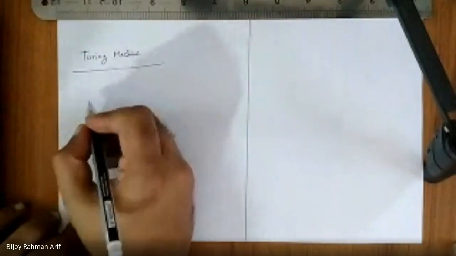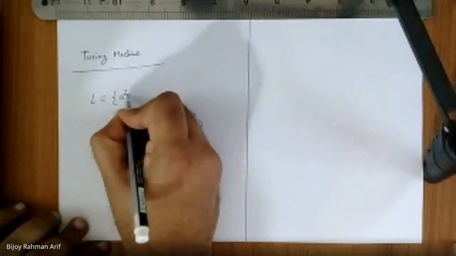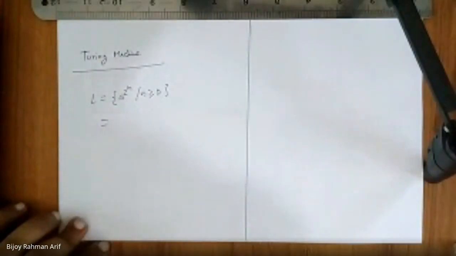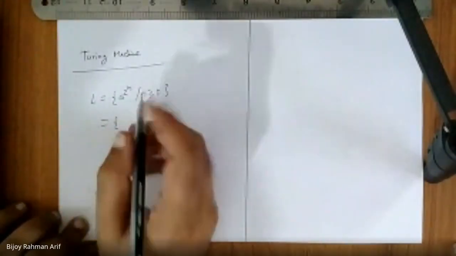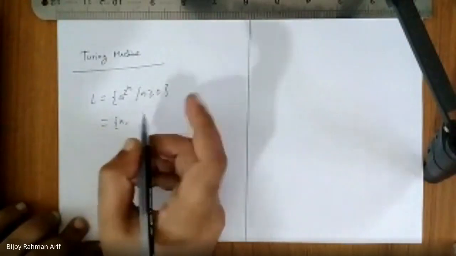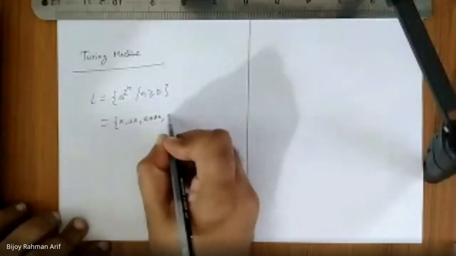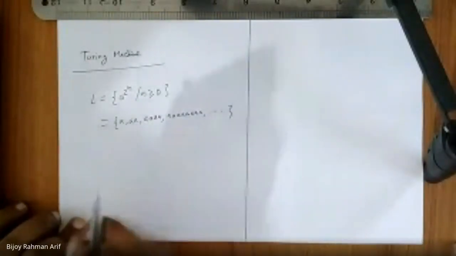Let's take this language: A to the power 2 to the power n, where n is greater or equal to 0. What are the strings inside this language? When n equals 0, 2 to the power 0 equals 1, so the first string would be A. Second string would be AA. Third string would be AAAA. Fourth string would be AAAAAAAA. This way it will continue.